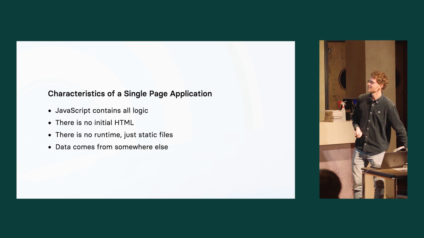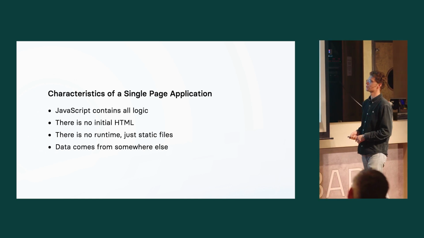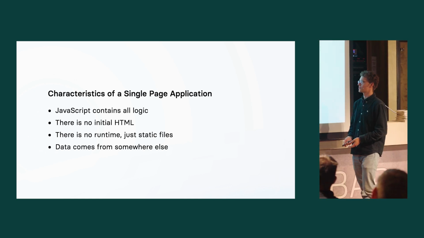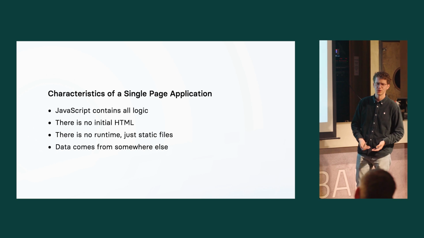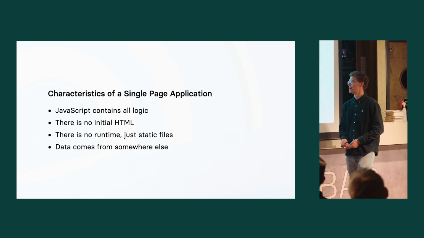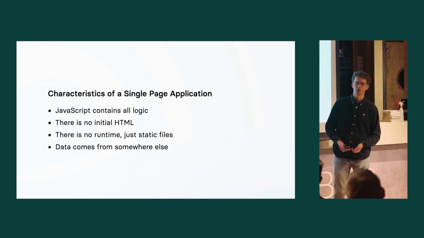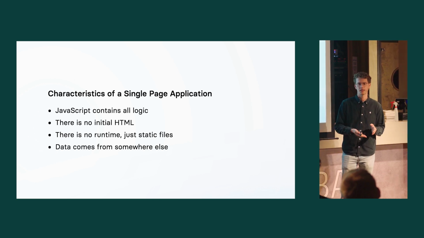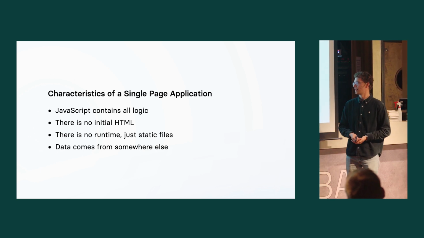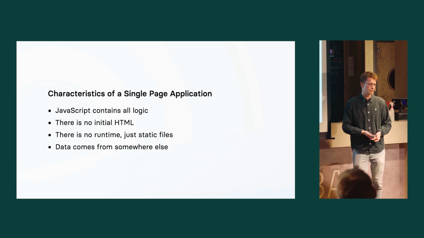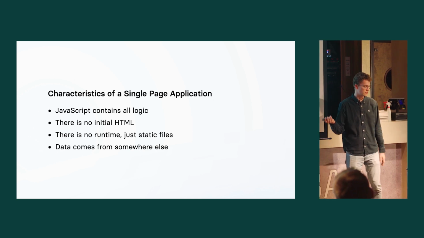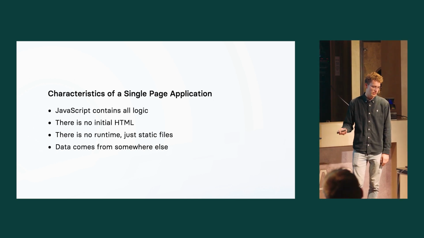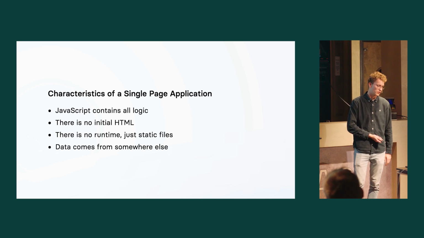So the characteristics of a single page application, to summarize: the JavaScript contains all the logic. There's no initial HTML. There's also no runtime, so no dynamic web server generating the HTML. It's just a static file server. And the data comes from somewhere else, so not from the front end, right? The data has to come from somewhere. This can be an API or backend for front end, GraphQL, something.